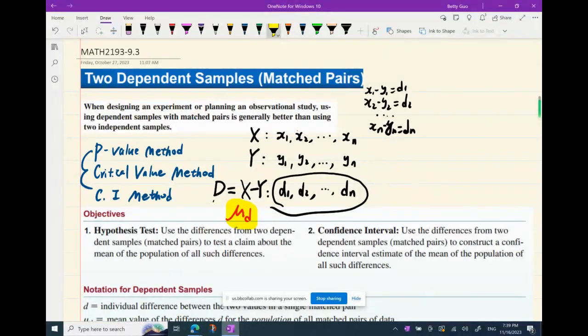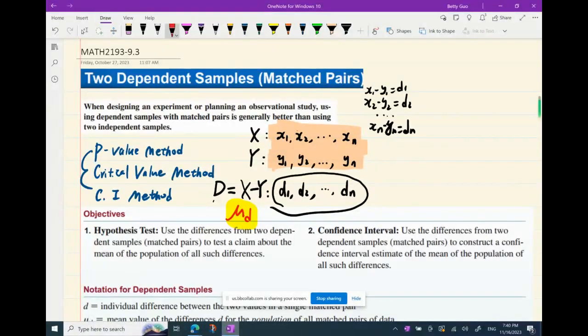Let me highlight some important elements in this part. It does involve two populations, and the two populations are dependent. From the first population, we have a sample with size n, and from the second population, we have also a sample with size n. And if we take the difference of each matched pair, since x and y are dependent, those values have to be matched.